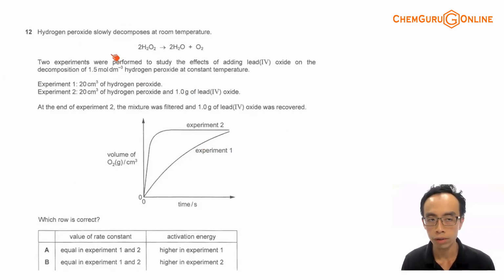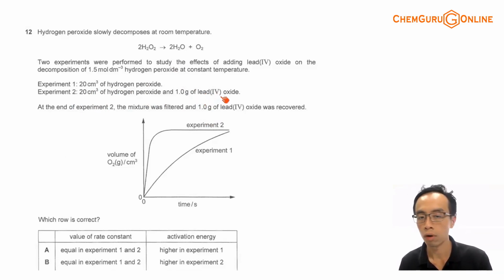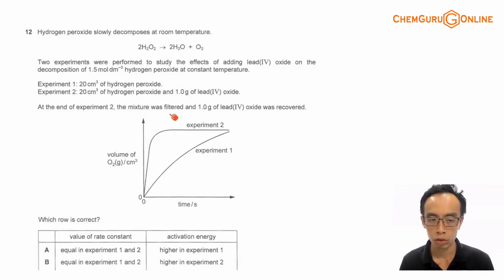Now question 12. We have hydrogen peroxide, which slowly decomposes at room temperature. The equation is given. Two experiments are performed to study the effects of adding lead(IV) oxide on the decomposition of 1.5 mol per dm cube hydrogen peroxide at the same temperature. In experiment 1, you are using 20 cm cube of hydrogen peroxide. In experiment 2, you are using the same volume of hydrogen peroxide at the same concentration, but now you add 1.0 gram of lead(IV) oxide. At the end of experiment 2, the mixture was filtered and you get back 1.0 gram of lead(IV) oxide, which suggests that it is not taking part in the reaction and is chemically unchanged at the end of the reaction.